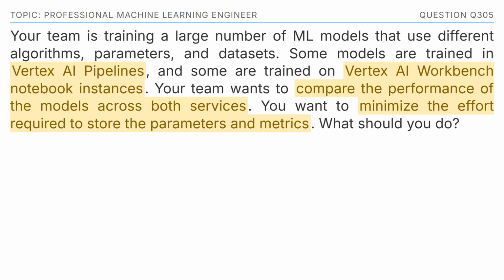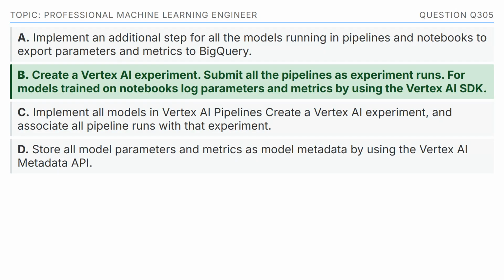To arrive at the correct answer, we focus on the keywords: Vertex AI pipelines, Vertex AI Workbench notebook instances, compare the performance of the models across both services, minimize the effort required to store the parameters and metrics. The correct answer is option B, create a Vertex AI experiment. Submit all the pipelines as experiment runs. For models trained on notebooks, log parameters and metrics by using the Vertex AI SDK.